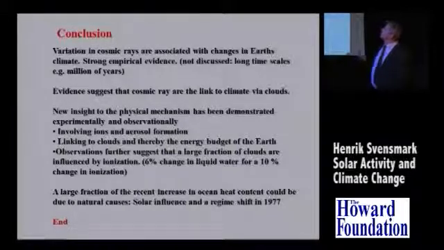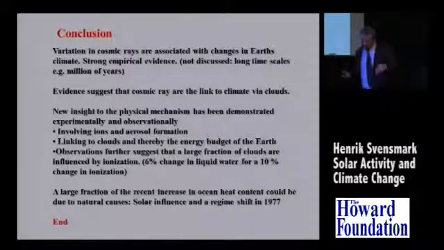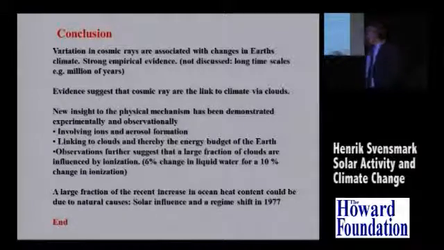And the evidence seems to suggest that cosmic rays are linked to climate through clouds. So I think we have experimentally something that could be the physical link between cosmic rays and clouds, and that has to do with the aerosol formation. We saw in the observations changes on the order of 6% in liquid water for a 10% change in ionization. It's huge. It's something that needs to be understood. And I also think a large fraction of the increase in the ocean heat content could actually be due to natural causes like solar influence and this regime shift in 1977.